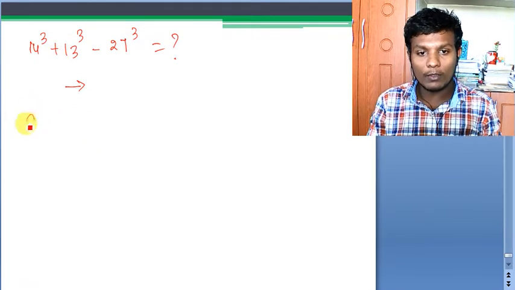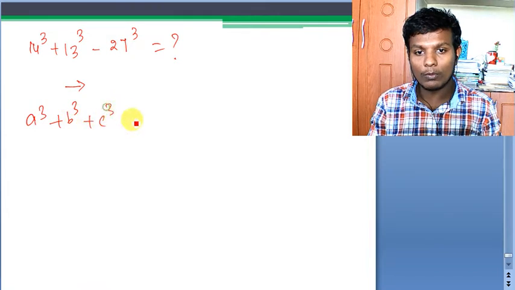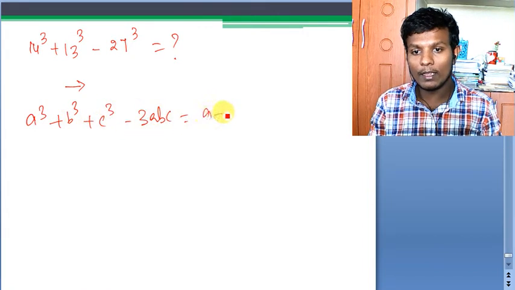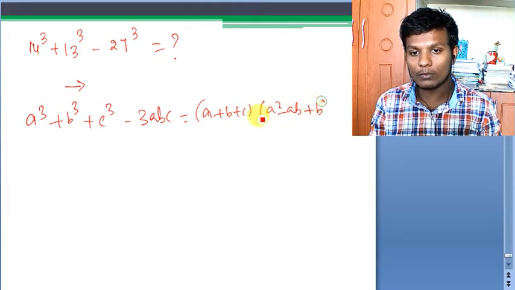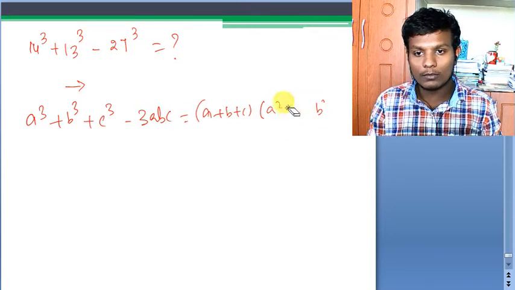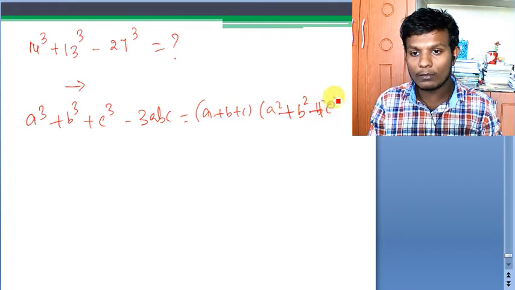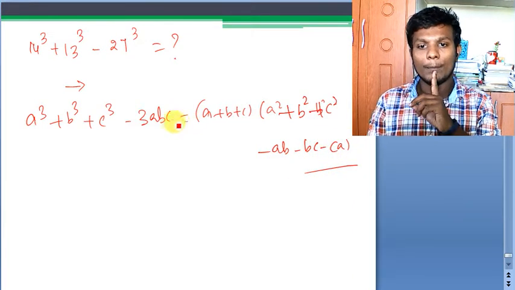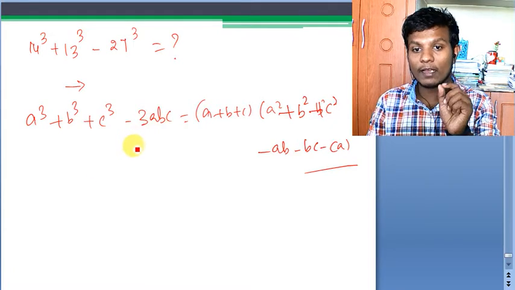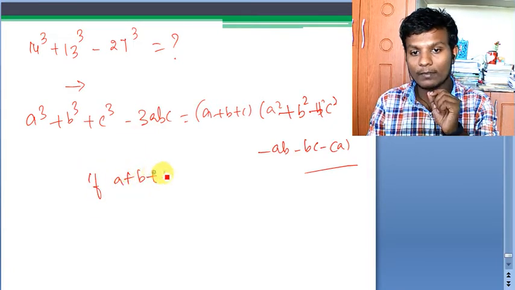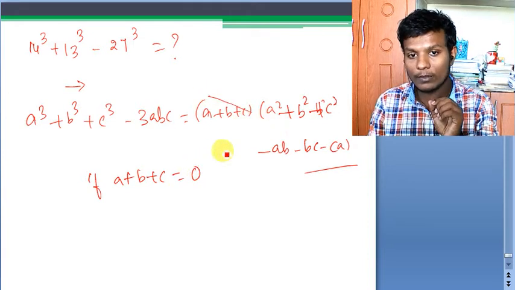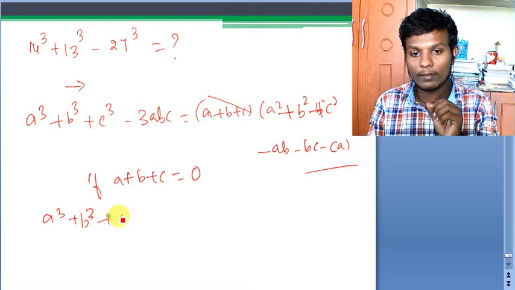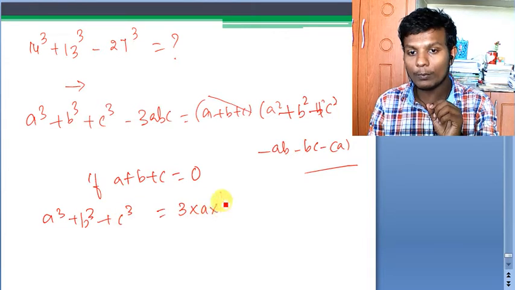We have a cube plus b cube plus c cube minus 3abc is equal to a plus b plus c multiplied by a square plus b square plus c square minus ab minus bc minus ca. So this is what we have, but in this particular identity itself, there is a condition. If a plus b plus c is equal to 0, this entire part will be 0, and a cube plus b cube plus c cube is equal to 3 times a into b into c.